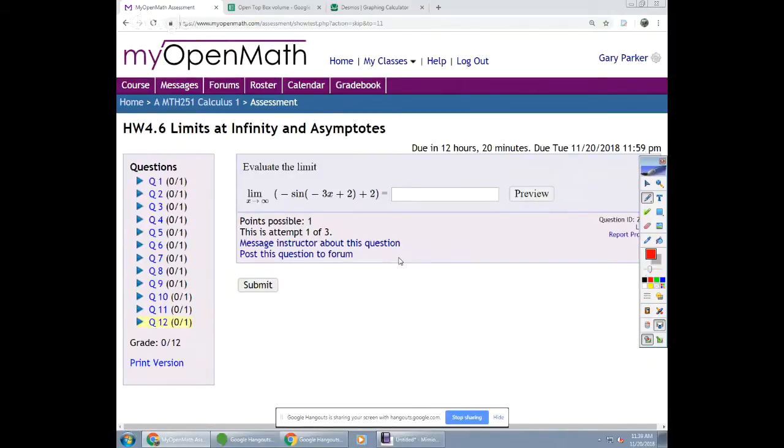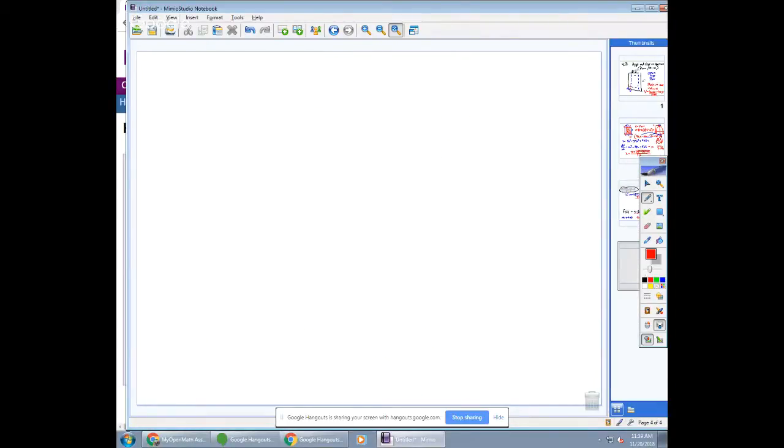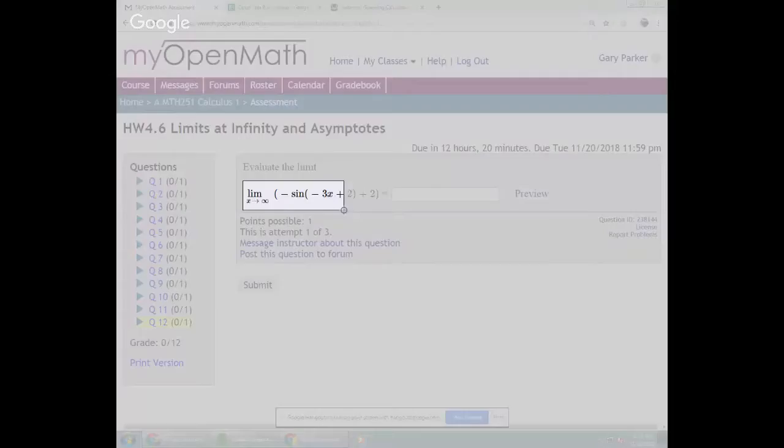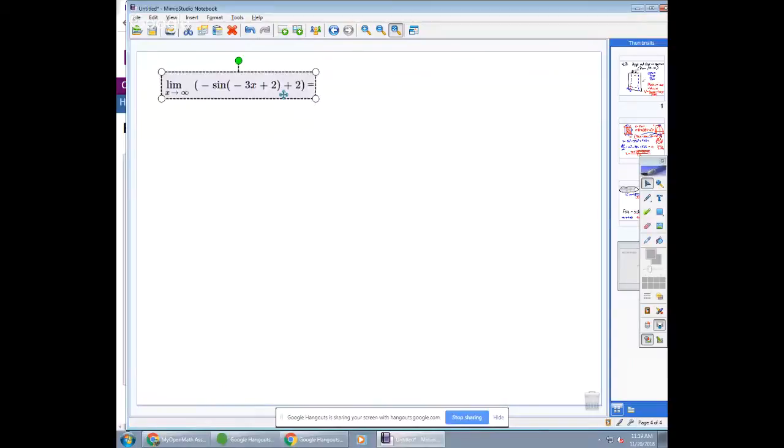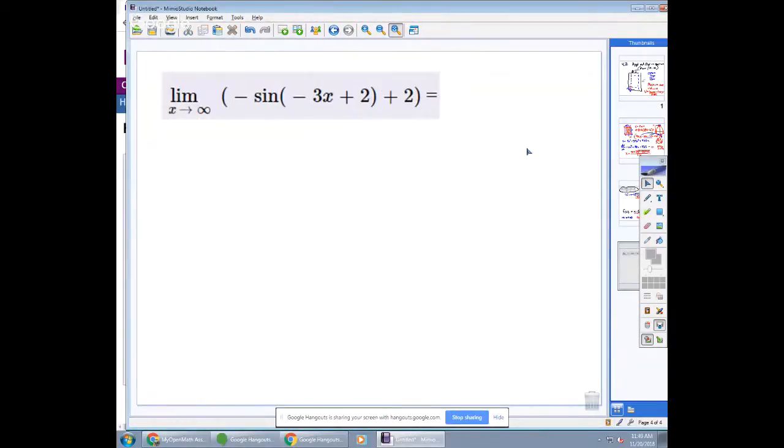Okay, so we want to evaluate this infinite limit as x goes to infinity. So let's copy that into my screen. Wait, is there actually work that you can do with this? I just asked someone and they told me the answer. So let's talk about it.